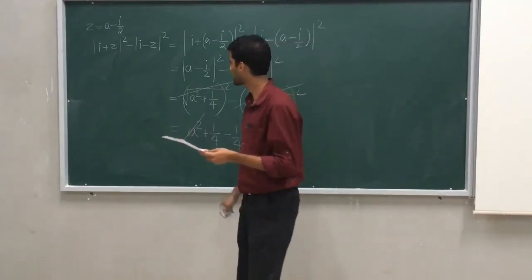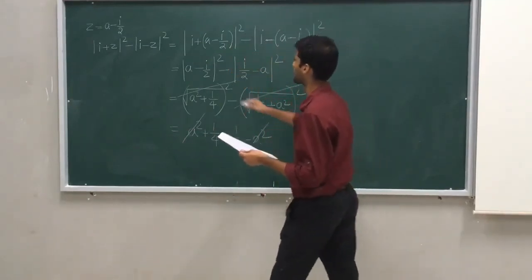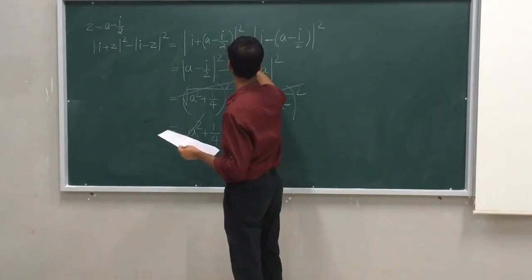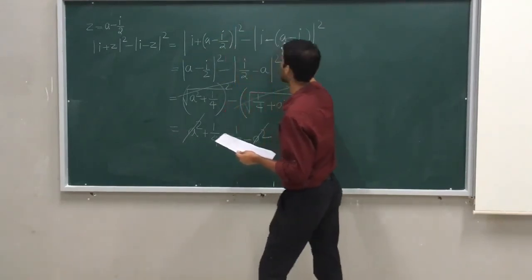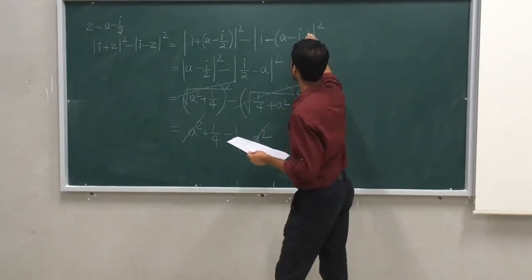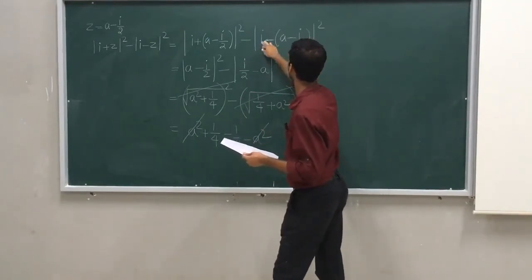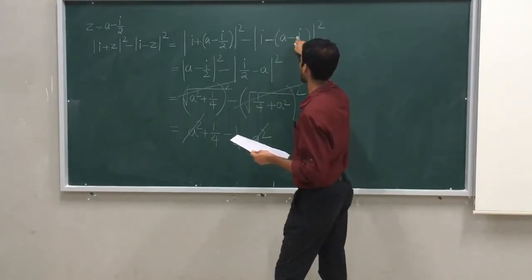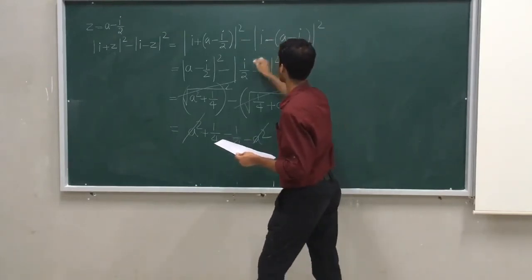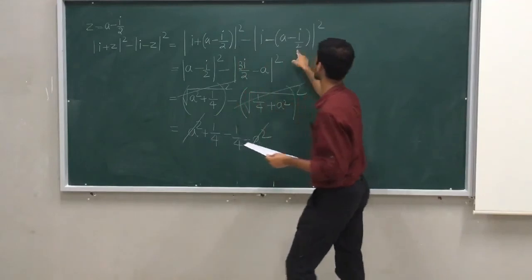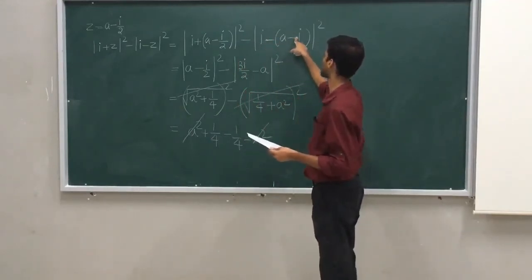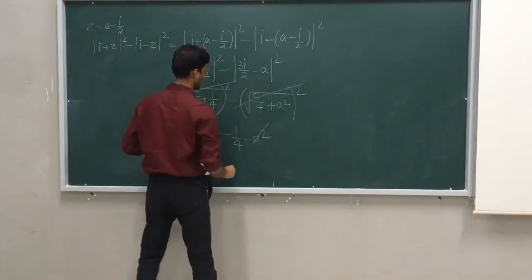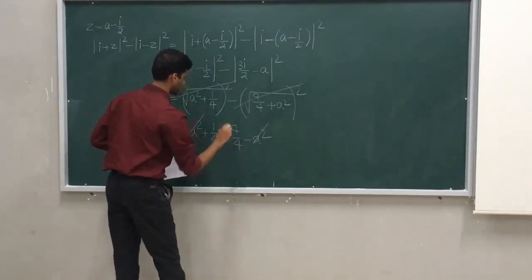So z equals a minus i by 2. So let me check. So i plus a minus i by 2 square minus i minus a minus i by 2. So it is nothing but 2i. So sorry, it is minus a plus i by 2, right? So 2i plus i. It is 3i by 2. I am extremely sorry because 2i minus minus become plus, right? So it will become 9 by 4. So then it will become 9 by 4.